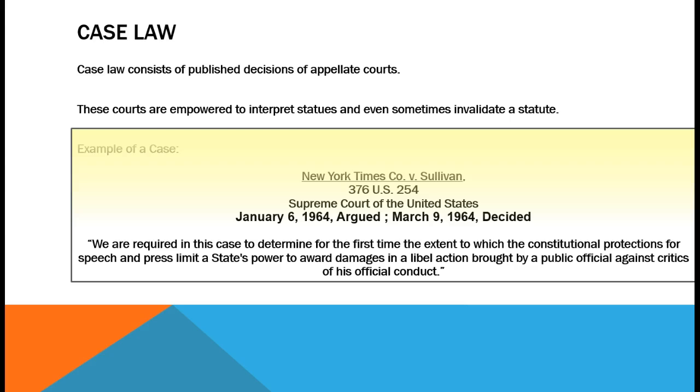This is a very famous case called New York Times versus Sullivan, and it's about defamation. If you're interested, I suggest you Google it and read it. It's just a fascinating case.